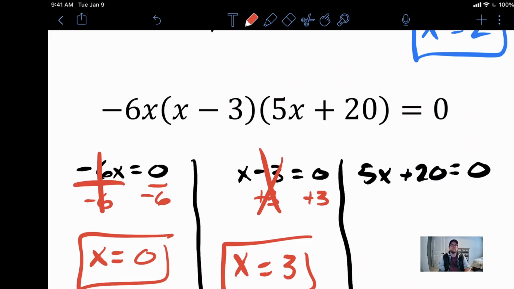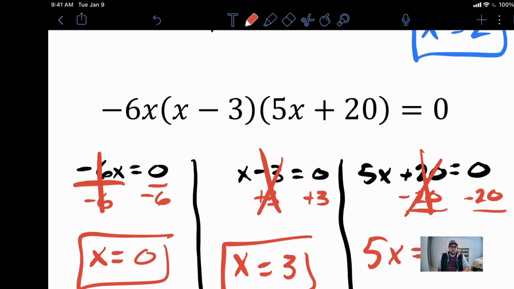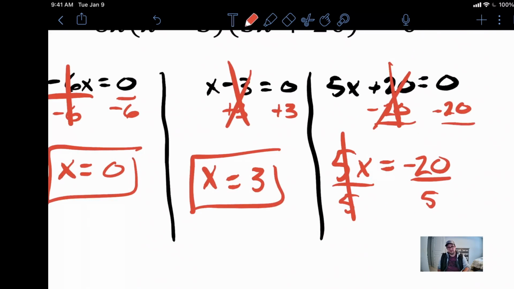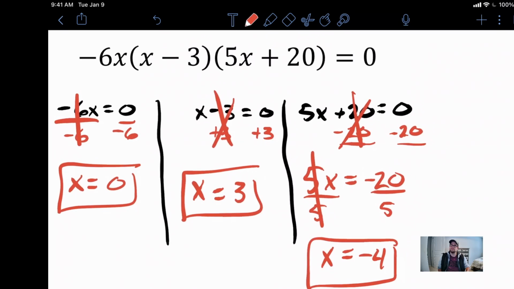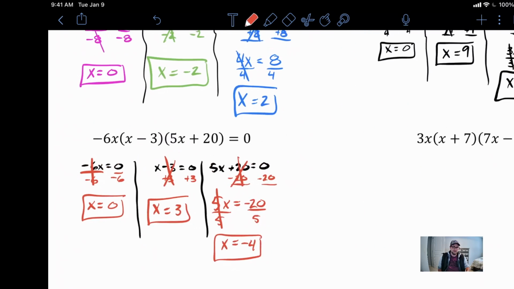Nice job. Let's look at the last one. For the last one, the first thing we want to do is subtract 20 from both sides. That's going to leave us with 5x is equal to negative 20. And since I'm trying to get x alone, I want to divide by 5 and divide by 5. That's going to cancel these out, and I'll get x equals negative 4. Nice job. Let's look at the last problem.